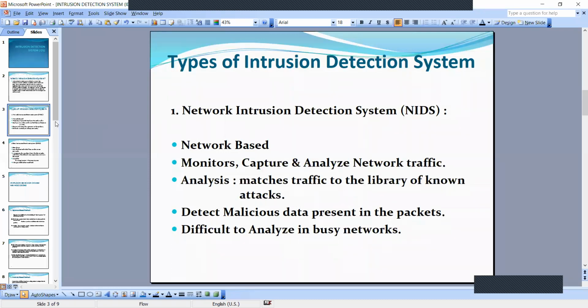What NIDS do is it detects malicious data in the packet. There is a disadvantage of NIDS, which is it is a little bit difficult for NIDS to analyze in a very busy network.